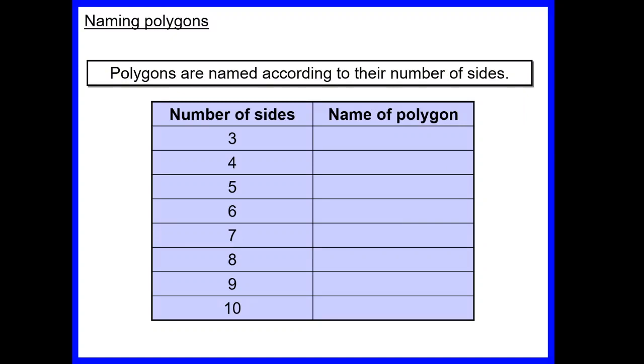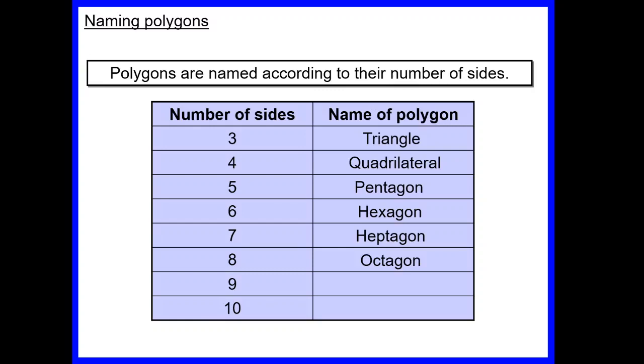Before we start then, we need to check that we know the names of our polygons. Often in questions, they don't tell us the number of sides, they simply tell us the name of the polygon. Some of them you will be familiar with, some perhaps not so familiar. A shape with three sides we call a triangle, four sides a quadrilateral. Okay, we should know those. Five sides is a pentagon, six is a hexagon. Now 7 is probably a bit less familiar to most people, that's a heptagon. 8 is an octagon, 9 a nonagon, and 10 a decagon.